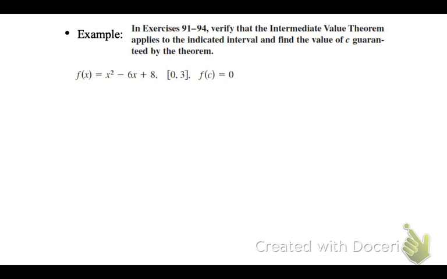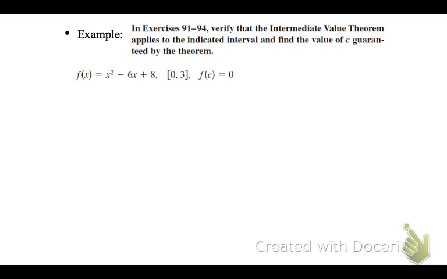homework directions, okay? It says exercise 91 through 94. Verify that the intermediate value theorem applies to the indicated interval and find the value of c guaranteed by the theorem. So we need to make sure that this function is continuous at both. So we need to plug in f of 0 again. And f of 3.